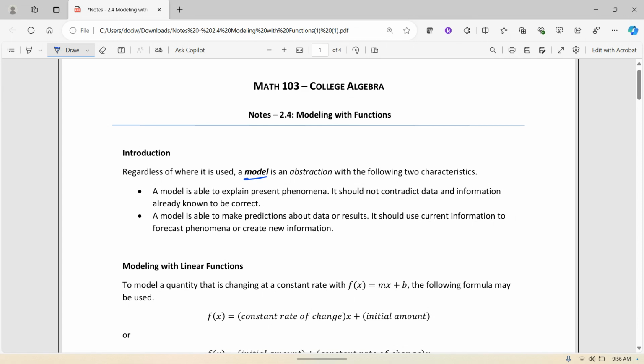Okay. So there's two characteristics for a model. It's used to explain present phenomena. It should use the data that you have available. You don't get to contradict your data, take what you like, and ignore what you don't like. So we explain the present phenomena, what's been happening, what we see happening.